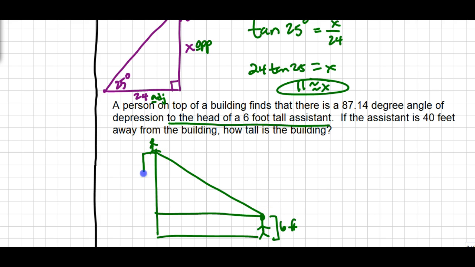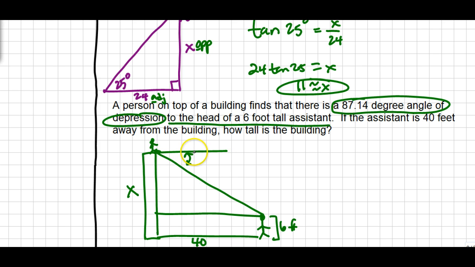So the person standing at the top of the building, we don't know how tall the building is, but we do know that the person at the ground is 40 feet away. Then we've got an angle of depression this time. The angle of depression is actually right here.